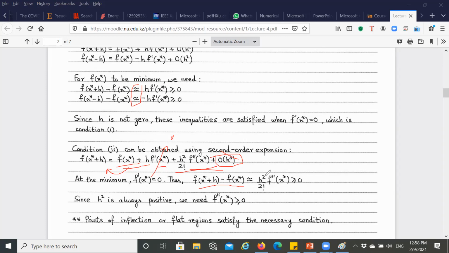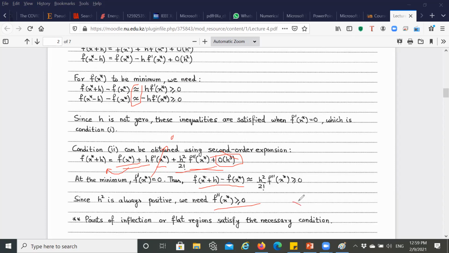Previously I said h should not be 0. Now I'm saying that if h is not 0, it can be either negative or positive. But since it is squared, h squared will always be positive. Since this is always positive, this term needs to always be greater than or equal to 0 for this to hold.